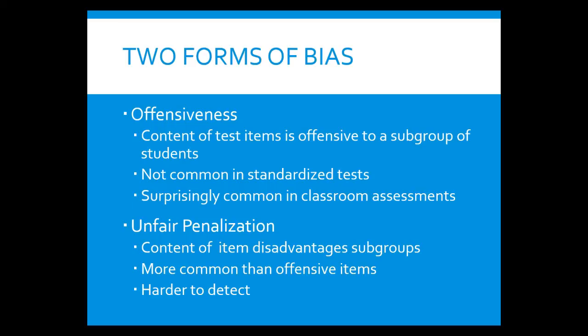Unfair penalization occurs when the content of a test item disadvantages a student who is a member of a subgroup. This bias is more common in classroom assessments than offensive items because it's so much harder to detect. An example would be using a common American fable on a reading comprehension test that is given to US-born students and newly arrived international students. Because the fable is unfamiliar to the international students, it unfairly penalizes them. This can also happen when some students have been more directly exposed to the content of an assessment than other students, but this actually falls under a separate topic known as validity, which I'll discuss in a different video.